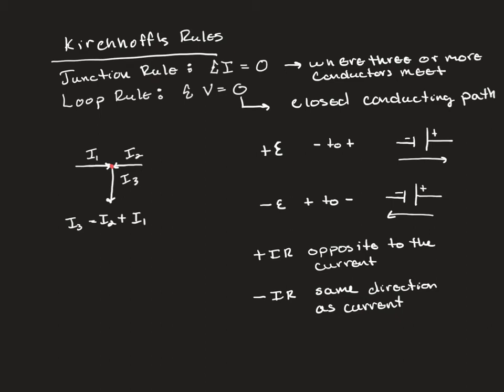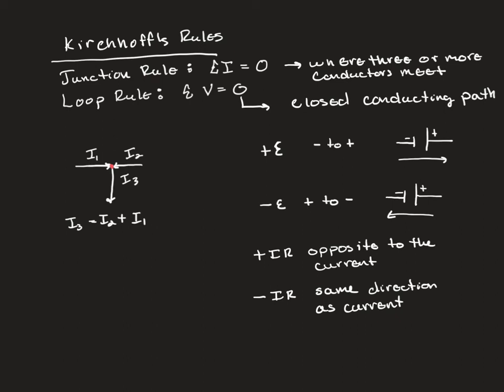So the sign rules for when we go across circuit elements that are potential drops, so things like power supplies and resistors, and meters also, they're also wired into the circuit. When we go across a power supply, if you're going from negative to positive, the potential is positive. But if you're going from positive to negative, the potential is going to be negative.